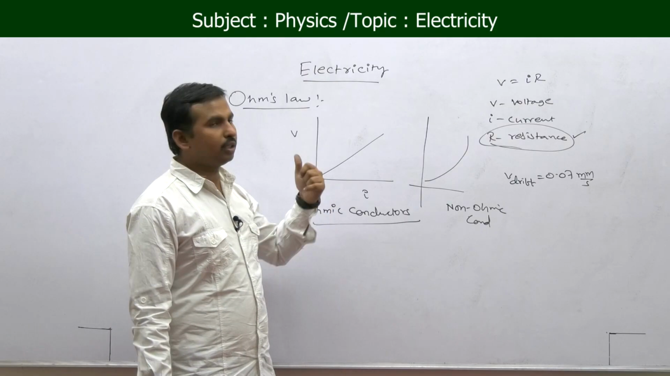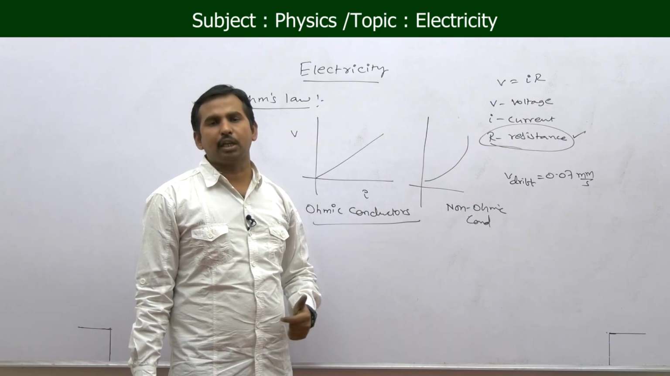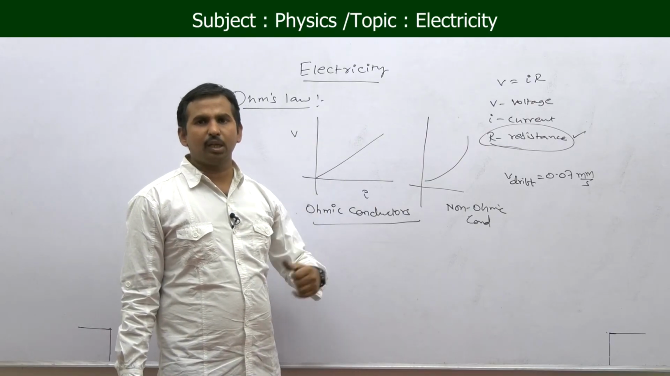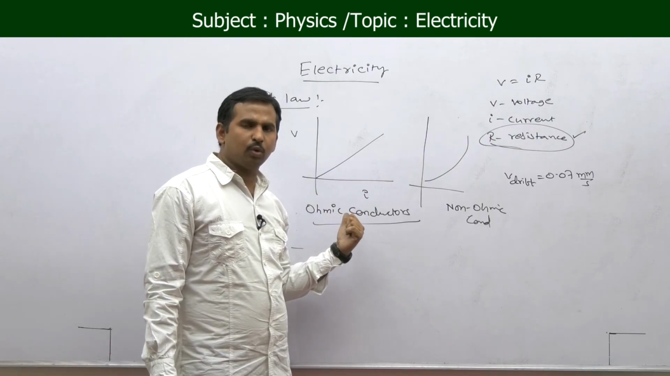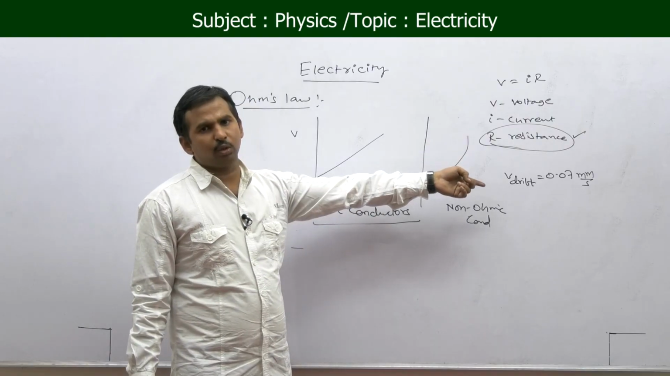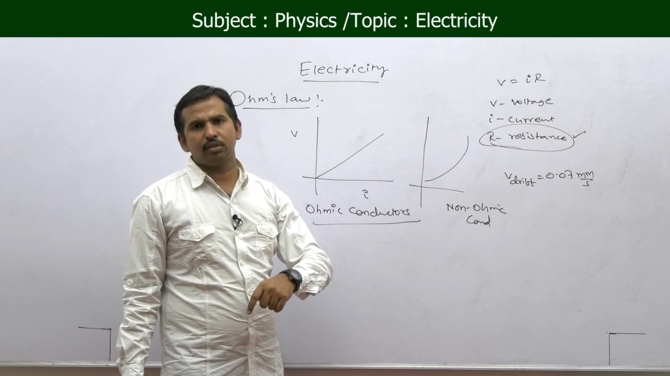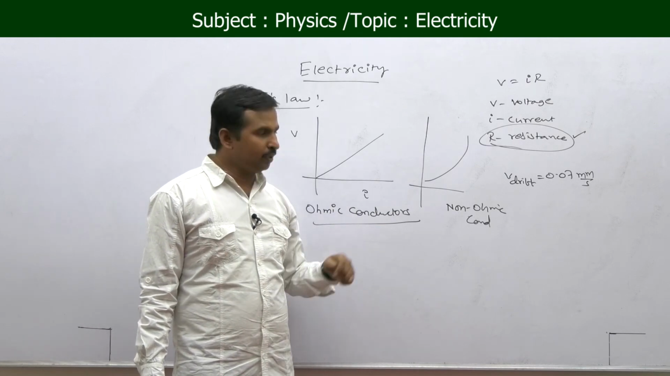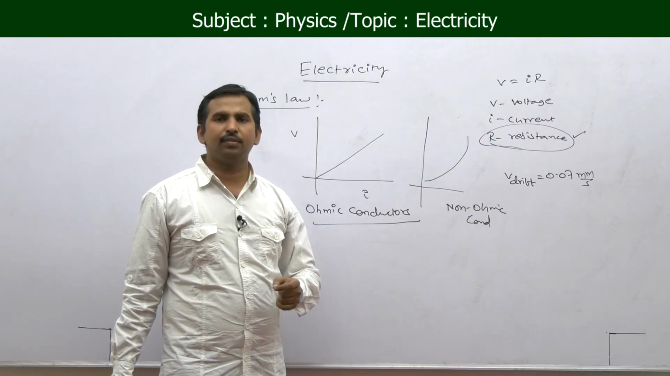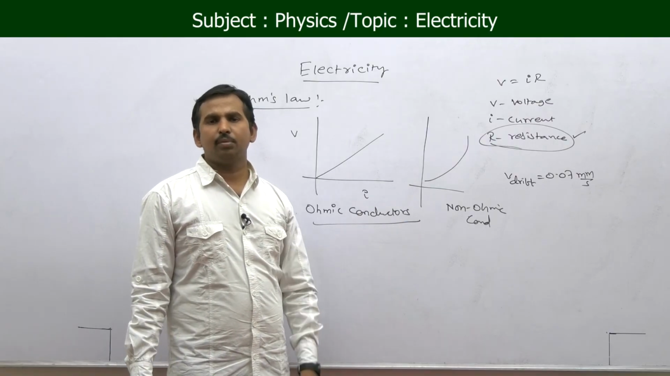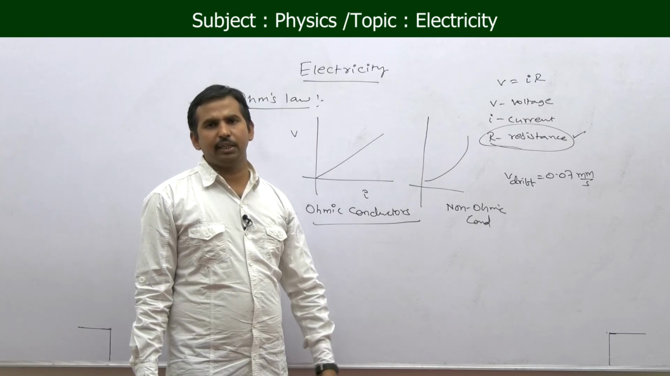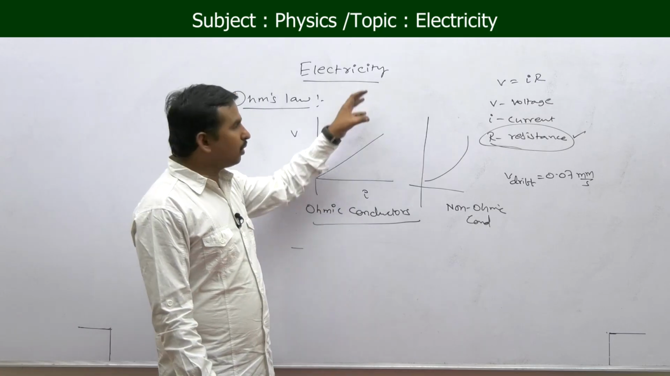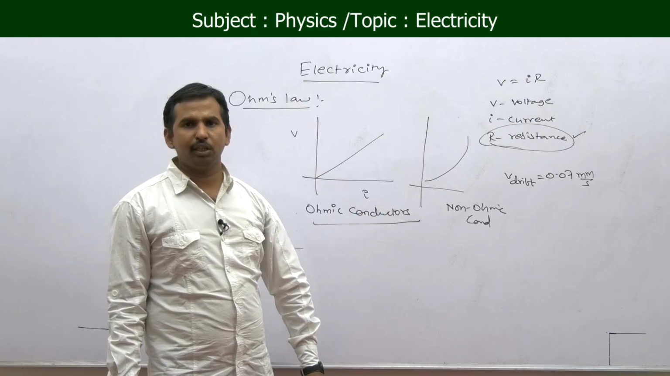So, the limitations are: it depends on constant temperature, and it is applicable only for ohmic conductors and not for non-ohmic conductors like gaseous conductors, LEDs, and even semiconductor materials. That is about Ohm's law and its limitations.